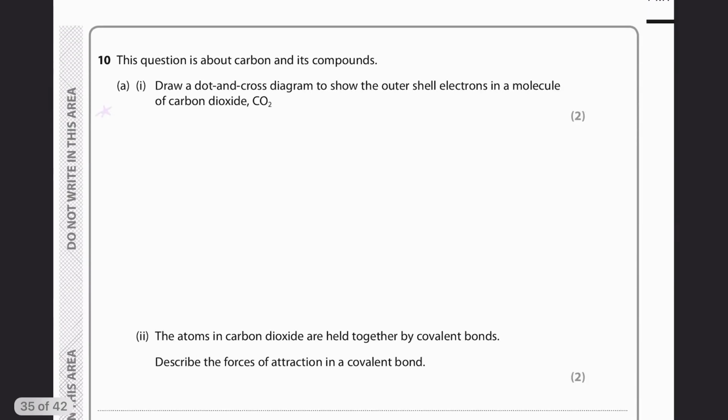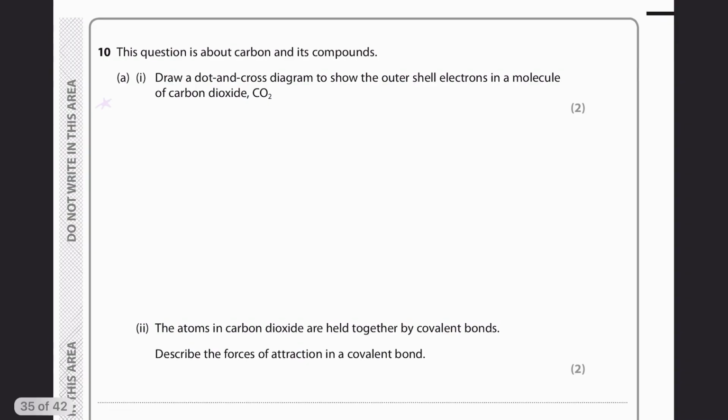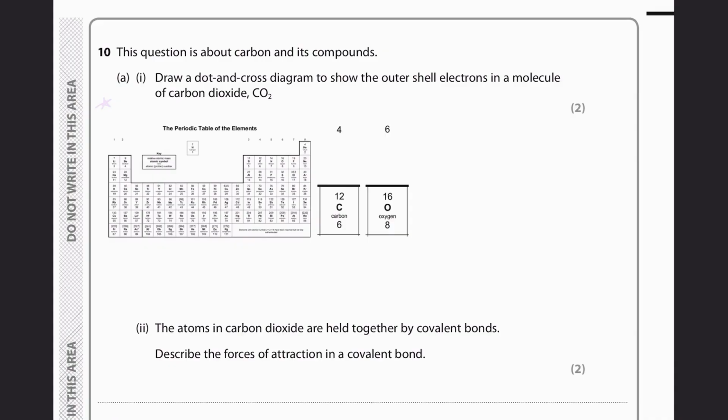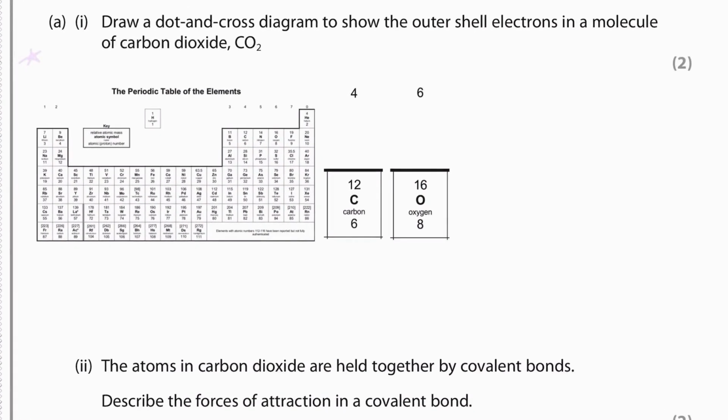Okay, question 10, it says, this question is about carbon and its compounds. Draw a dot and cross diagram to show the outer shell electrons in a molecule of carbon dioxide. Okay, so dot and cross diagrams, our favorite. Now, I have helped you find carbon, which is here, group 4, so that's this one here. And then also oxygen, which is here, group 6. So I've already plucked those out for you.